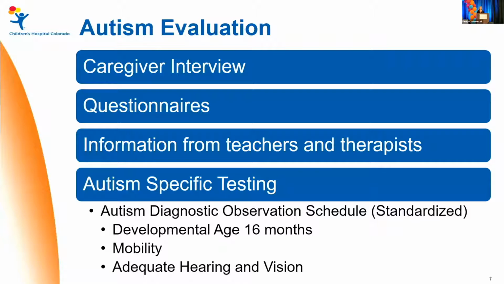But for this test to be what we call reliable, your child needs to have a developmental level of at least 14 to 16 months. They need to be mobile because we want to see which toys they might choose. And they have to have adequate vision and hearing. And so I think what happens a lot of times is, if a child isn't mobile, or is not yet developmentally at 16 months, it can be difficult to interpret the results.